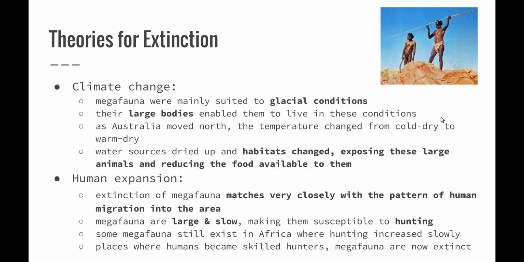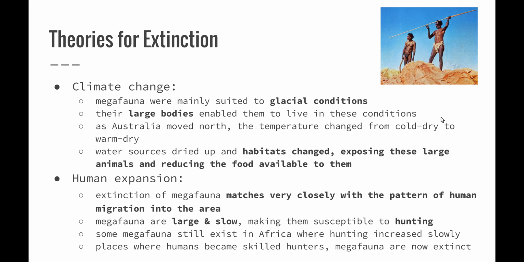Also, as a result of the increased temperature and the drying up, the water sources, so rivers and lakes and things, began to dry up and habitats changed. So the type of vegetation that they were possibly eating could have disappeared. Also, the reduction of the rainforest and the introduction of grasslands meant that these guys were now out in the open. They were no longer able to hide amongst the bushes, and so they would be visible to both predators and, as we're going to talk about in a second, hunters, but also, as we've said, reducing energy requirements because of the lack of food.